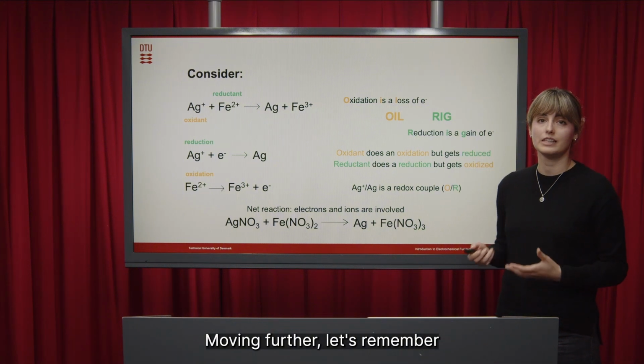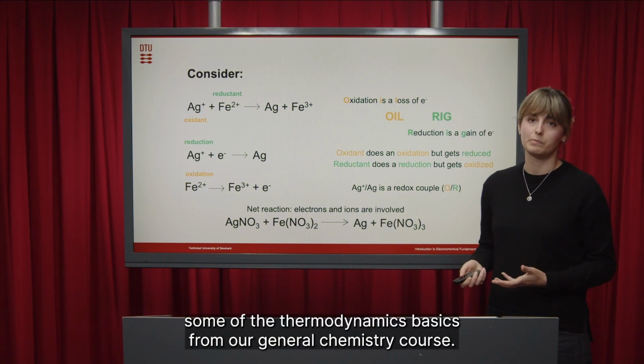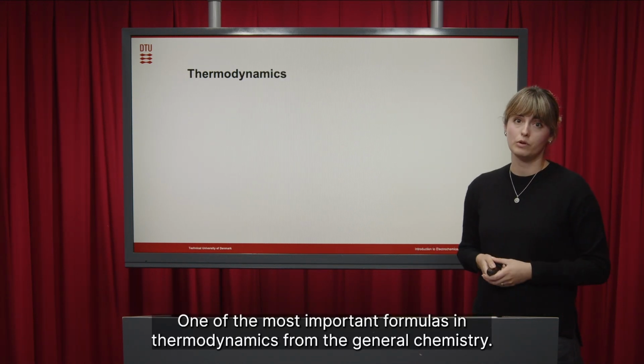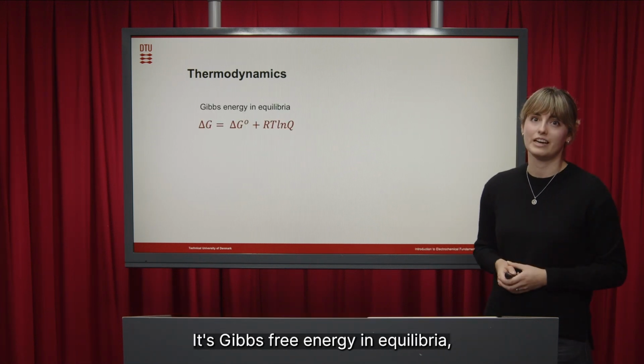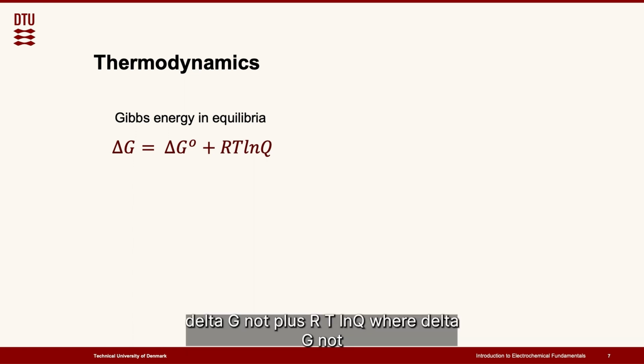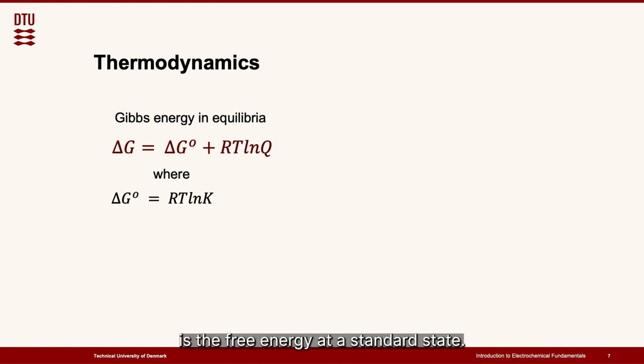Moving further, let's remember some of the thermodynamics basics from our general chemistry course. One of the most important formulas in thermodynamics from general chemistry is the Gibbs free energy. Delta G of reaction equals delta G naught plus RT ln Q, where delta G naught is the free energy at the standard state. The logarithm of K represents here an equilibrium constant.